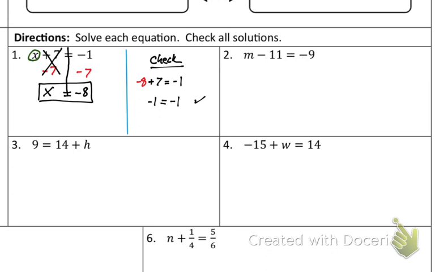And sometimes it can be just as easy as plugging in your calculator. Like if I was checking this and I had my calculator, I would just go, okay, negative 8 plus 7. Make sure it equals negative 1.